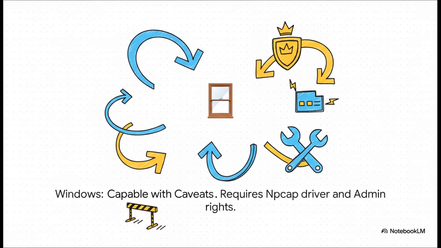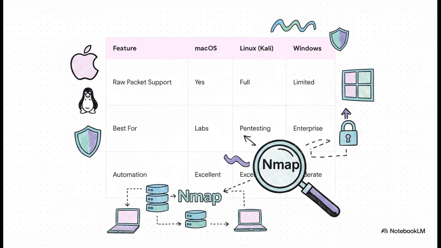Now what about Windows? Yep, Nmap absolutely works on Windows, but there are a couple of catches. To get full power, you need to install a special driver called Npcap, and you'll also need to run it with administrator rights. So it's perfectly capable, especially for scanning in a corporate setting, but there are a few extra hoops to jump through. So let's just quickly wrap this part up. For labs and pen testing, macOS and Linux are fantastic, giving you the full experience. Windows is very capable too. Just remember you'll need those admin rights for the really powerful features. The bottom line is, no matter what machine you're on, Nmap has got you covered.